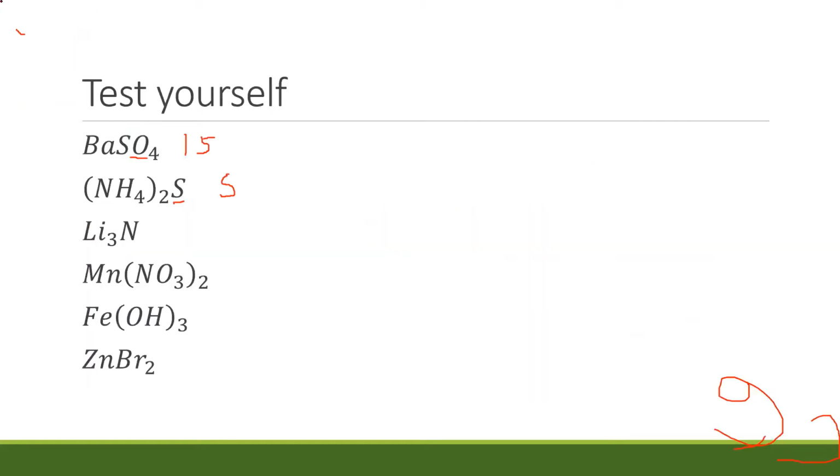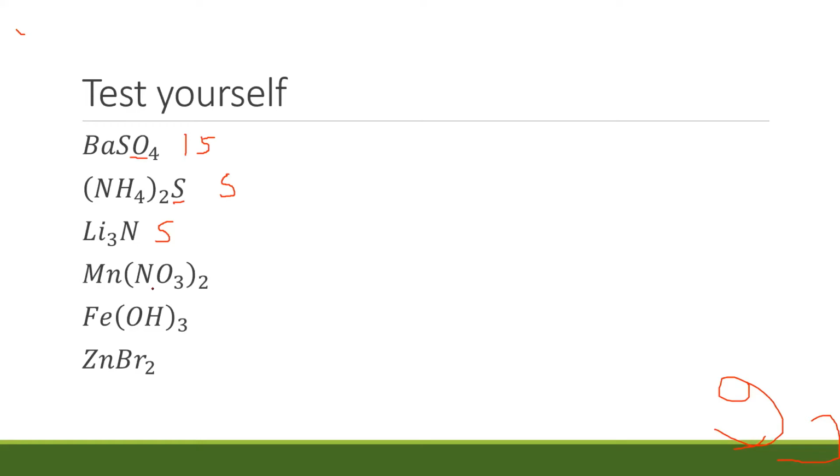Let's look at lithium nitride. Is this going to be soluble or insoluble? That's definitely soluble. You are correct. The second you see lithium, I don't even care what's coming afterwards. It's going to be soluble. Nitride hasn't popped up at all in this whole lesson, because you just need to know that it's got lithium.